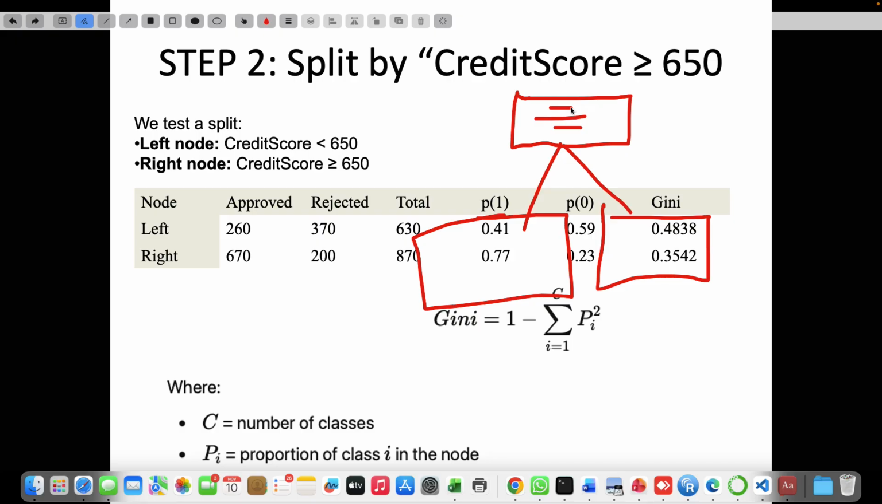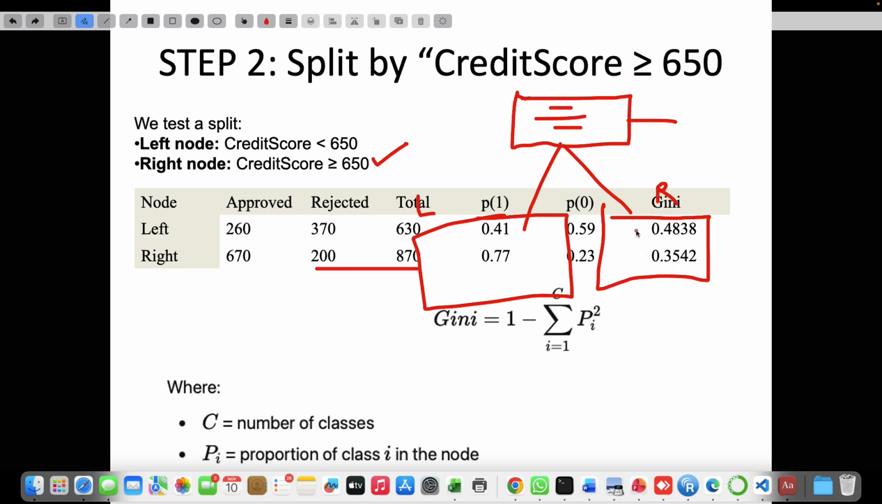Anybody whose credit score is above 650 comes on the right side, and the right side is approved. You are assuming that would be approved. But because the Gini is quite high, maybe anybody who has 650 also has data which is rejected as well, right? It's possible. And you say the remaining come on the left side. So this is left, this is right.